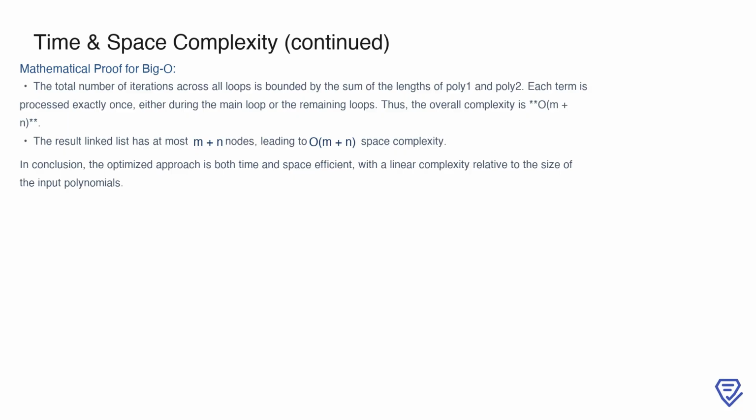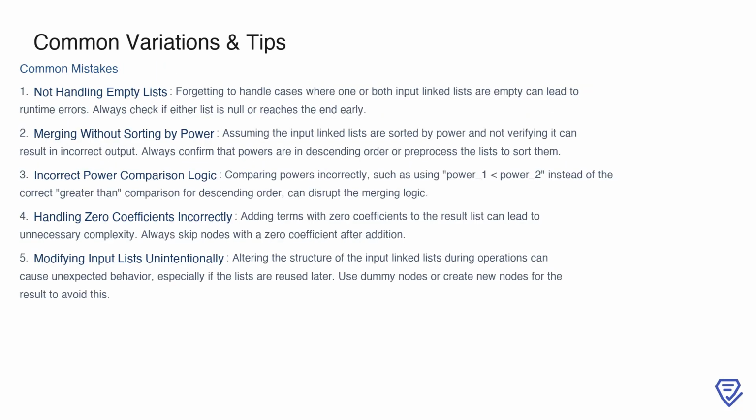In conclusion, the optimized approach is both time and space efficient. By processing each term linearly and avoiding unnecessary computations, the algorithm achieves a complexity that is directly proportional to the size of the input polynomials. When working with this problem, there are some common mistakes you should watch out for.